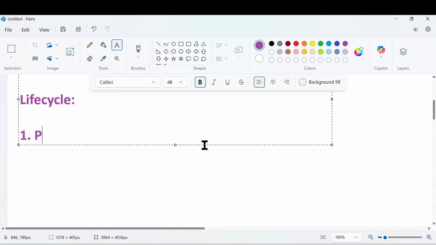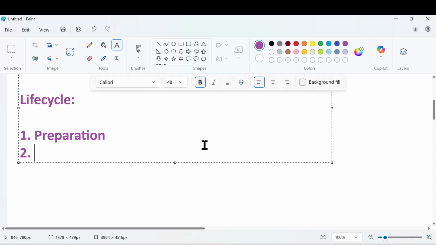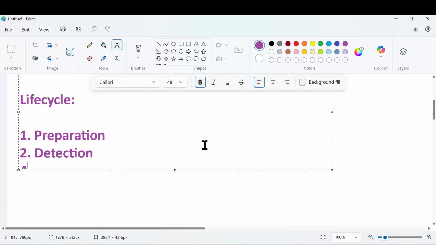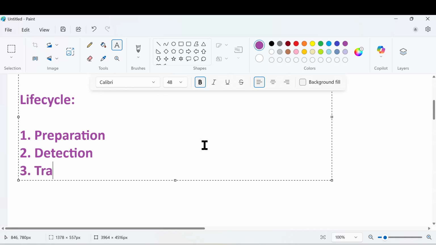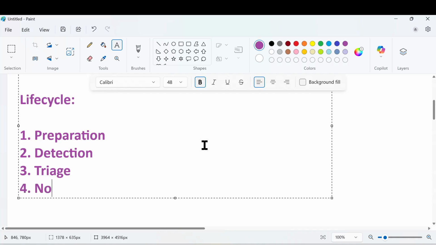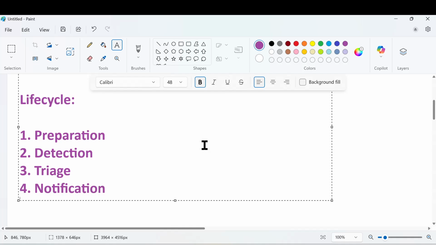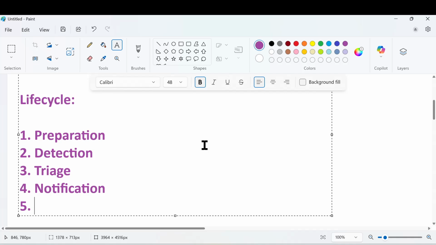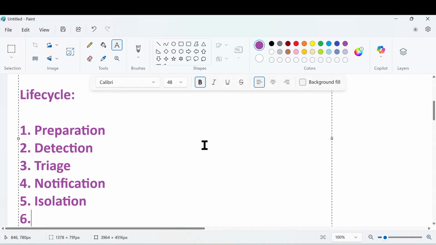The very first, we are having your preparation. Then, after your preparation, we are having your detection. Then, after your detection, we got the next step as your triage. Then, the fourth one, we got as the notification. Then, afterwards, we got your isolation, or we can also call it the containment.